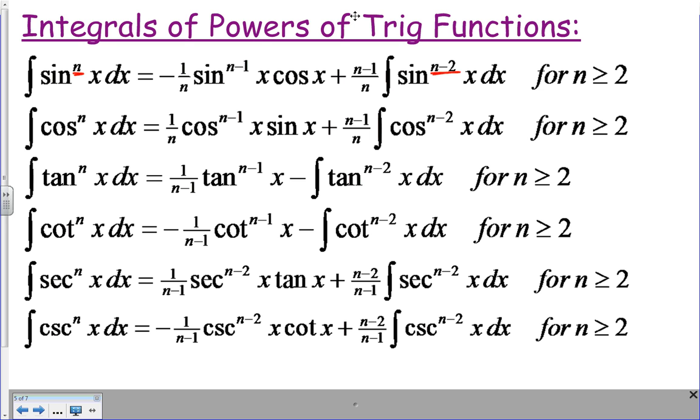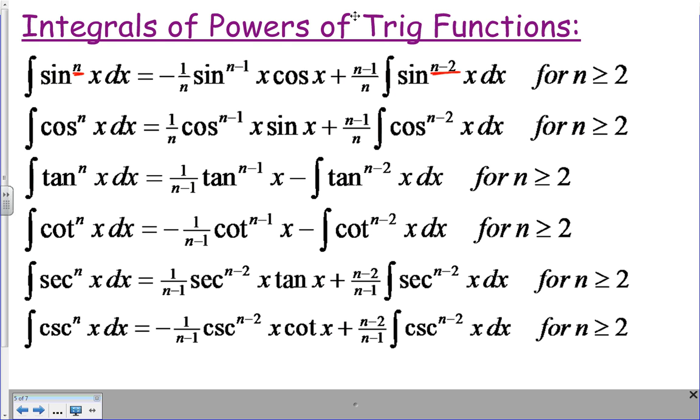All right, cosine. Cosine to the nth power of x dx is 1 over n, cosine to the n minus 1 of x times sine of x, plus n minus 1 over n times the integral of cosine to the n minus 2 of x dx. And that's, again, for n greater than or equal to 2. You can see the similarities between sine and cosine there. The only difference there is you're replacing, of course, sine with cosine. And the first term actually is the opposite. All right, still the second term is the same sign.